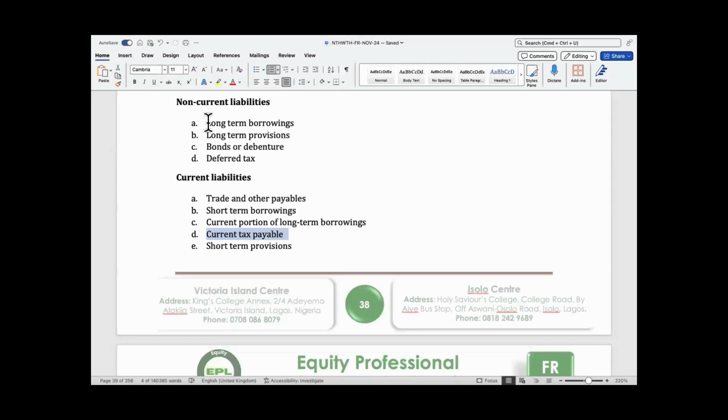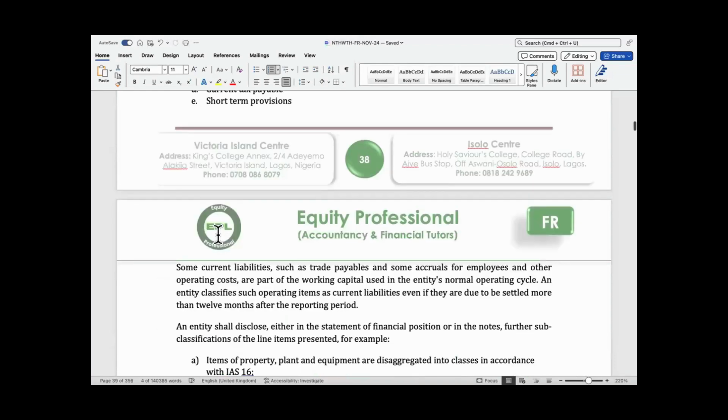I will teach you long-term borrowings. Of course, you will learn about provisions, IAS 37. You will learn about bonds and debentures when I teach you IFRS 9 for financial liabilities. So most of these things you would get used to; that's where we are going after today. Okay, so that's a current asset and a current liability.